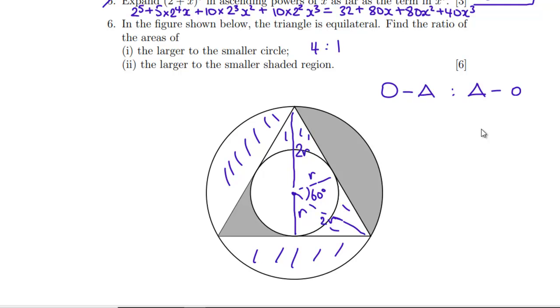So the triangle is going to be, so half the base is 2r sine 60, so that's root 3 times r, and then multiplied by the height. So we've got 3 root 3 r squared. That's for our triangle, 3 root 3 r squared. And we've got the big circle was 4 pi r squared, and the small circle is pi r squared.